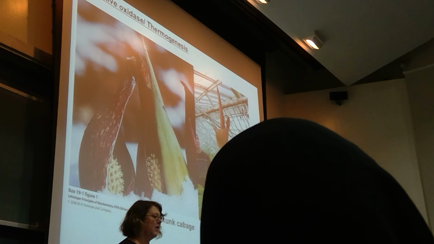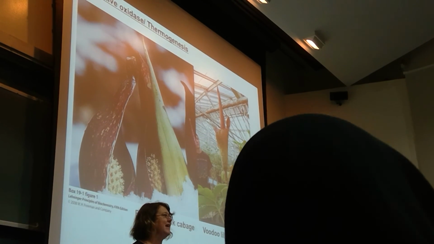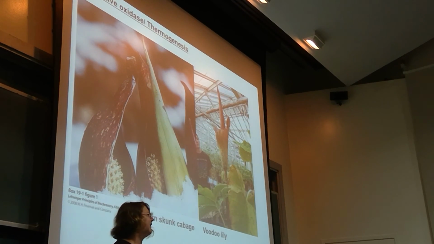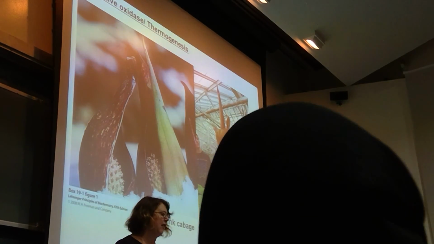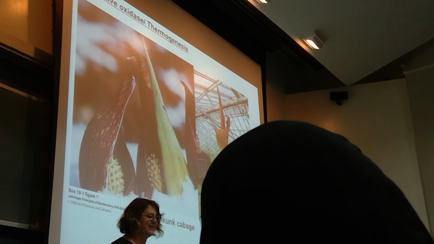Skunk cabbage. We're going to talk about two plants. So this is kind of like an alternate pathway that can happen, and we'll look at the details of how this happens. It's called the alternative oxidase. And plants actually can do this, and it's a way of producing heat.